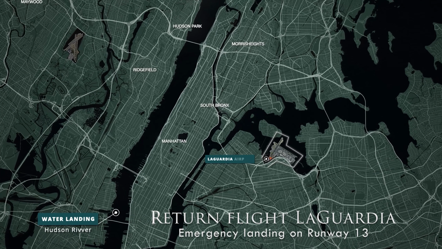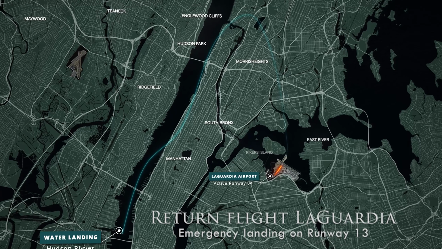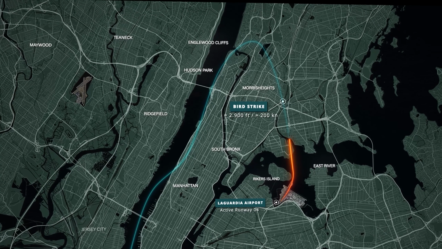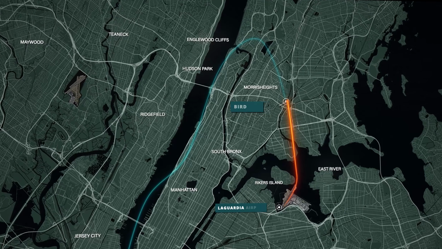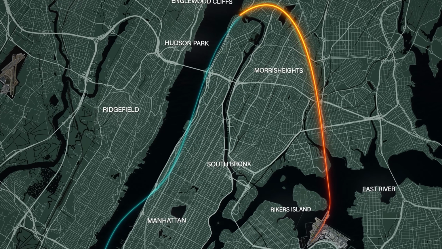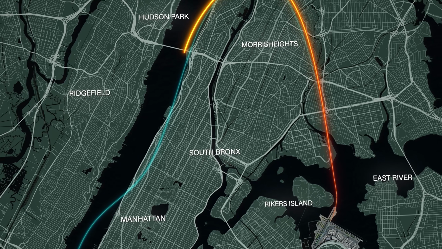A return flight and emergency landing at LaGuardia. On the map, the distance seems shorter than the emergency landing on the Hudson. Runway 13 seems like a good option, and with 7,000 feet, it's more than sufficient. Let's test it.